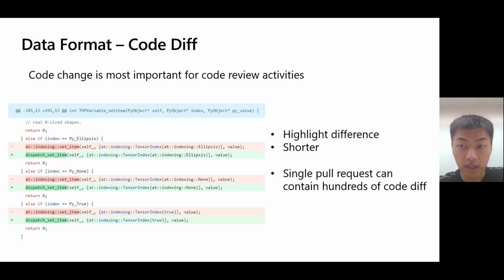Thus, to automate code review activities, the first step is to understand the code change and its data format, the code diff. Compared with taking the original code or the revised code as input, the code diff highlights the difference, and the code diff is shorter than the input of both the original code and the revised code. One thing I want to note here is, in real-world code review, reviewers give comments mostly for a single code diff, and that's how we organize our data.